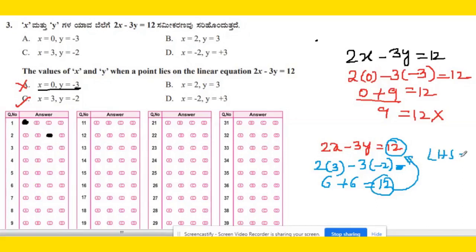Therefore LHS is equal to RHS, and this point X is equal to 3 and Y is equal to -2 is satisfying the linear equation 2x minus 3y is equal to 12. Therefore (3, -2) is a point that lies on the linear equation.